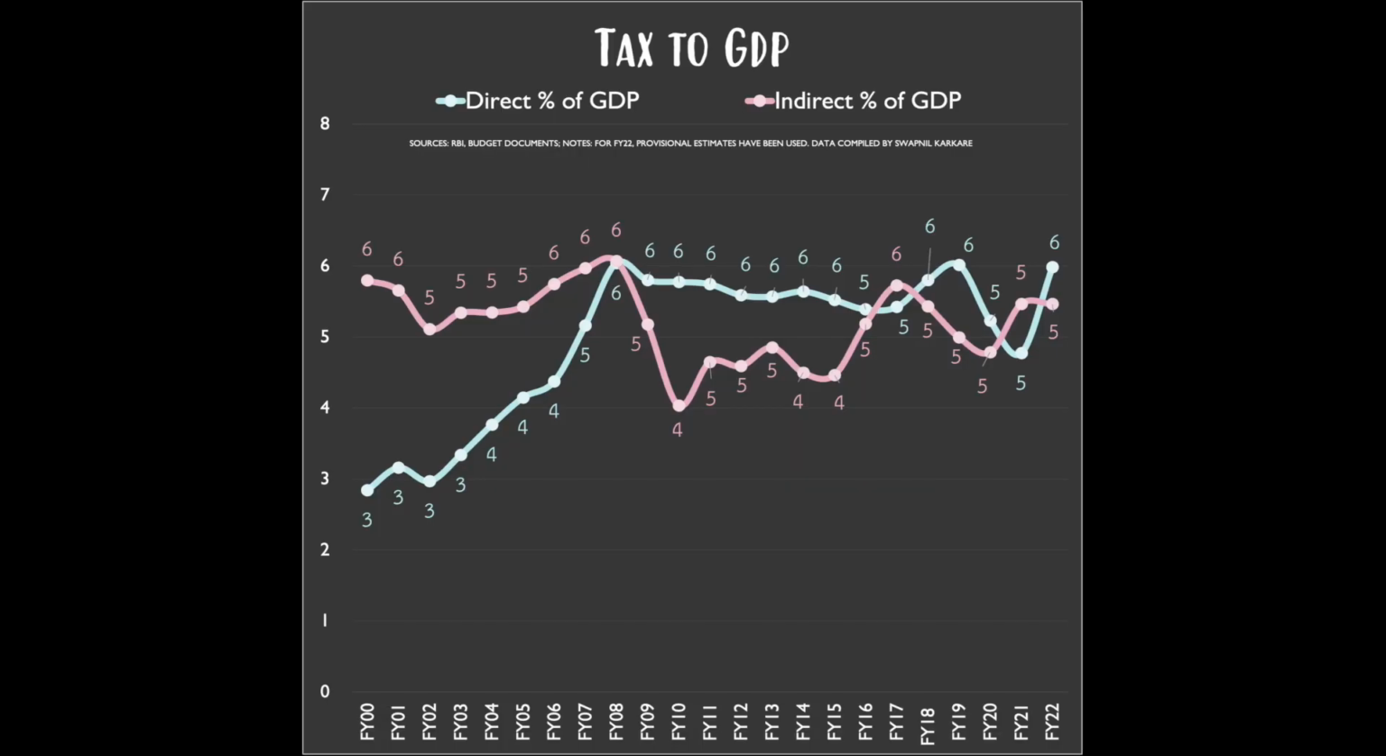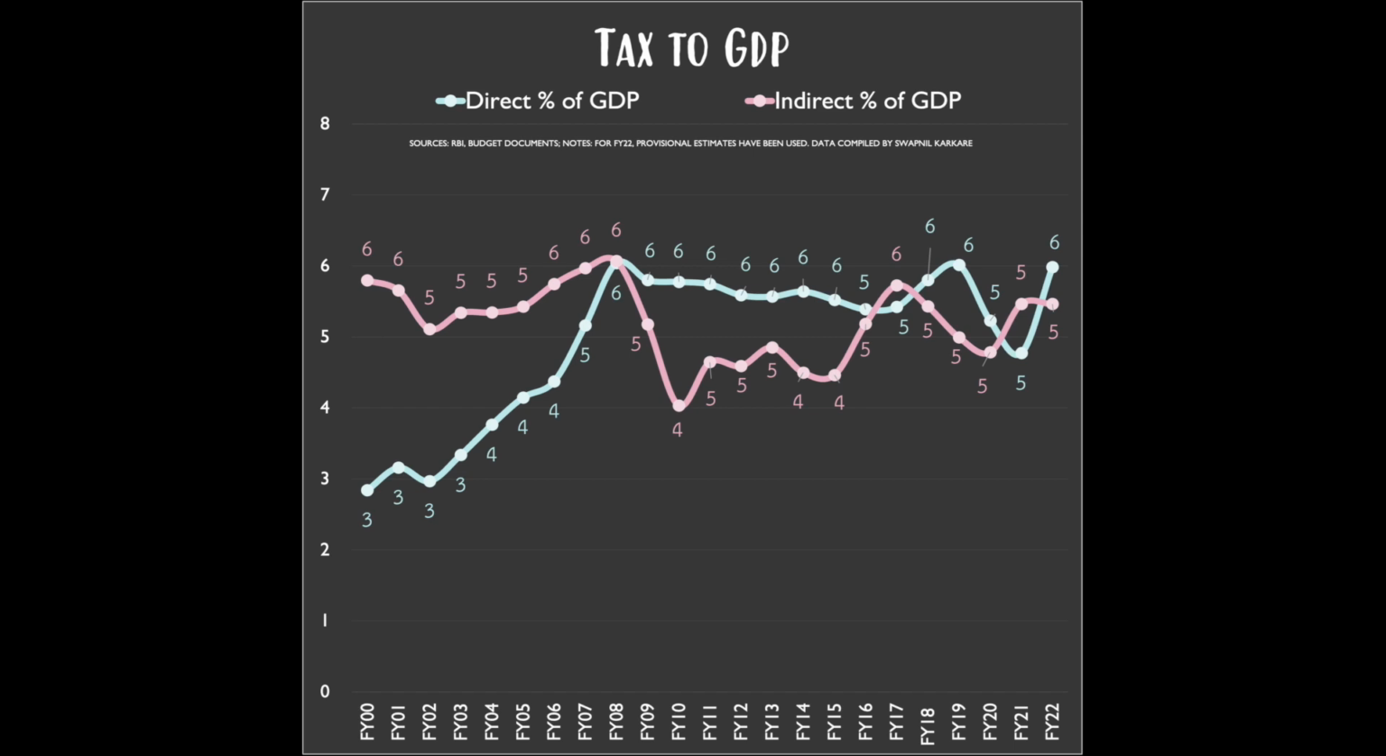Now, here's the breakup of gross tax revenue. We see direct tax to GDP ratio in blue and indirect tax to GDP ratio in pink shades. We can see how direct tax relative to GDP rose in the first decade of the 21st century and then remained around 6% of GDP even today.